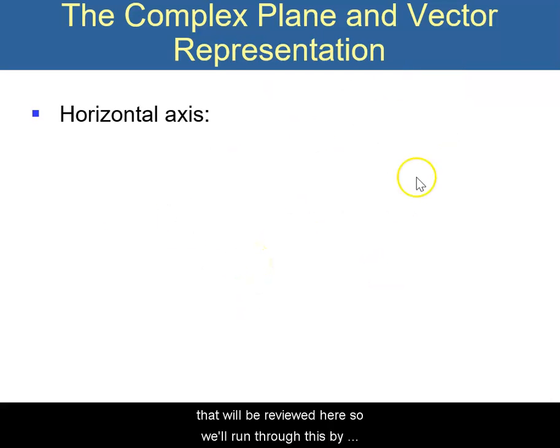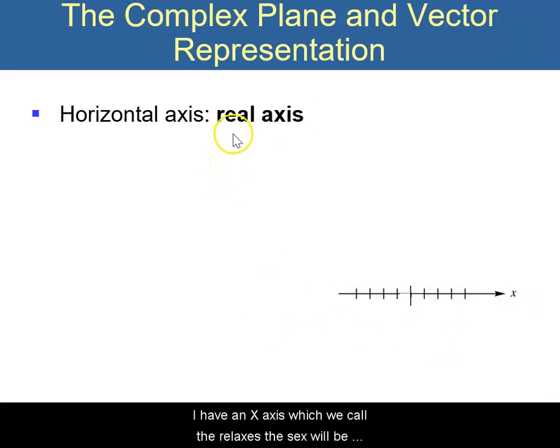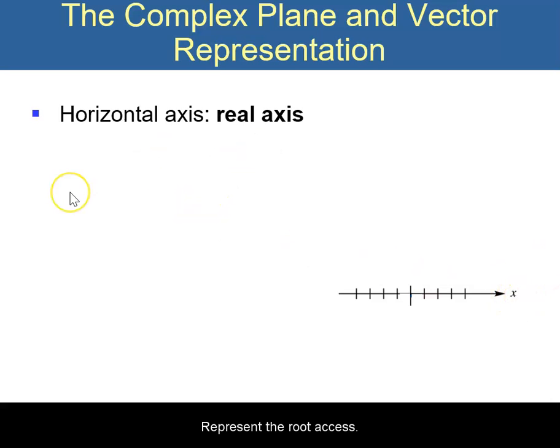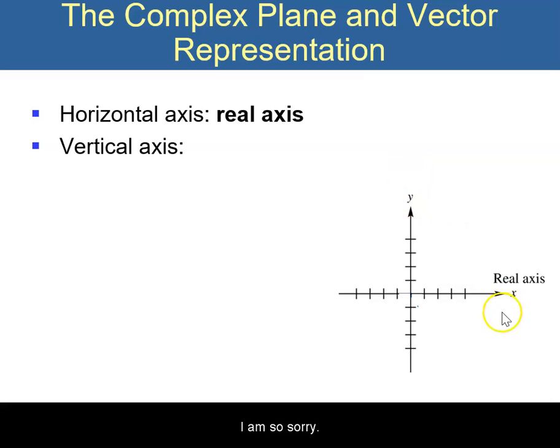Okay, so all of that will be reviewed here, so we'll run through this slide pretty quickly. Okay, I have an x-axis, which we call the real axis. This x will be replaced with an a, right? Because it is my real value. We actually write RE to represent the real axis. My vertical axis is the imaginary axis. This y will be replaced with IM. So we call this RE and IM, RE for real, IM for imaginary.